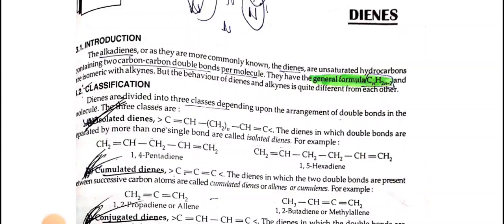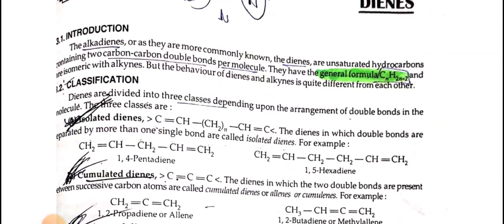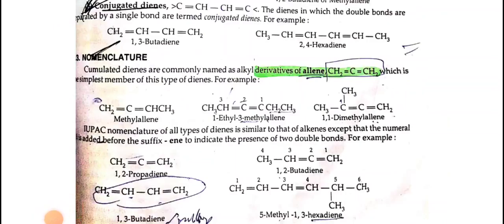B. Cumulated dienes. The dienes in which the two double bonds are present between successive carbon atoms are called cumulated dienes or cumulenes. For example, 1,2-propadiene or allene, and 1,2-butadiene or methylallene. C. Conjugated dienes. The dienes in which the double bonds are separated by a single bond are termed conjugated dienes. For example, 1,3-butadiene and 2,4-hexadiene.